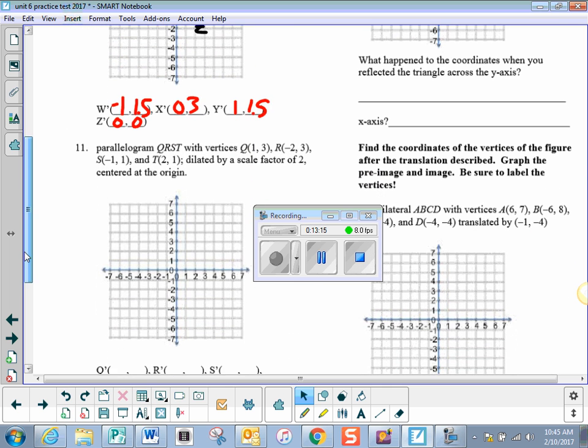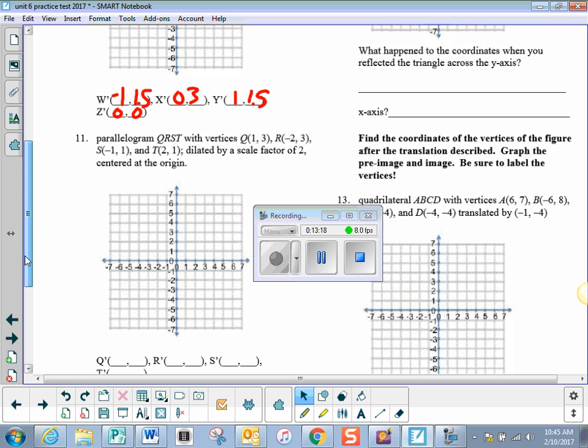Next one, centered at the origin. The nice thing when they're centered, let's go ahead and graph this. So we have 1, 3 to -2, 3 to -1, 1 to 2, 1. And then 2, 1 needs to go back to 1, 3. So it's a parallelogram, right?